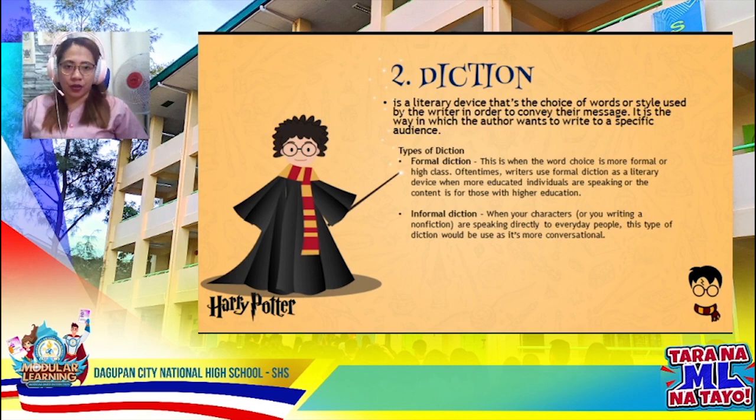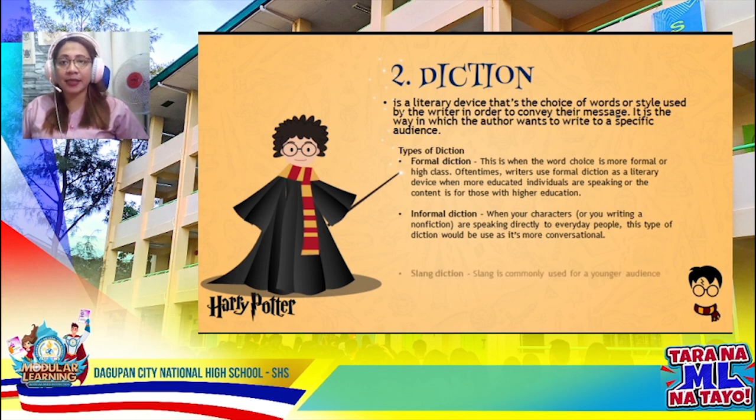When your characters are speaking directly to everyday people, this type of diction would be used as it is more conversational. When I say informal diction, this is the most common. It's our day-to-day language. So when you read novels, when you read books, the diction that they use most of the time is informal diction because this is our day-to-day language.